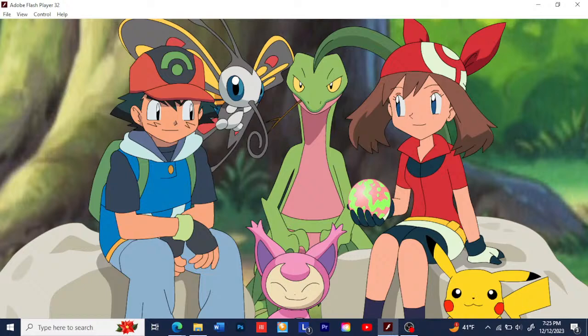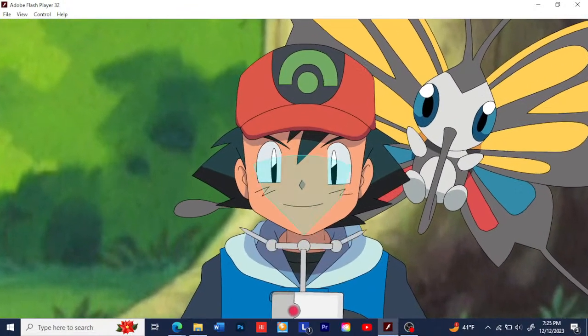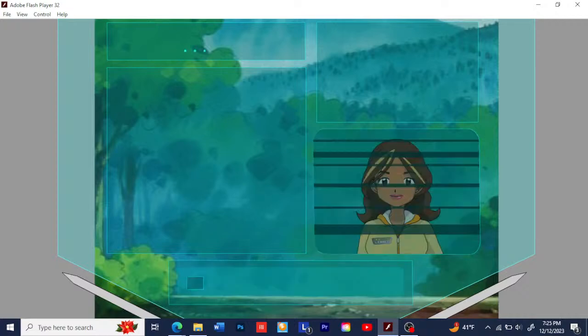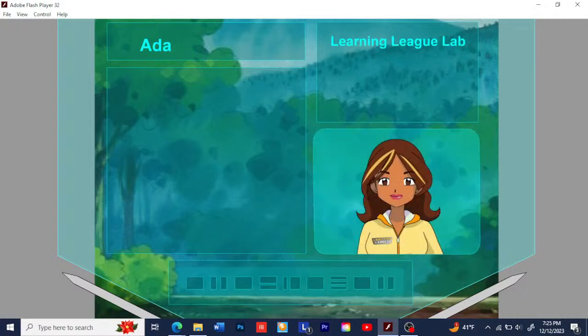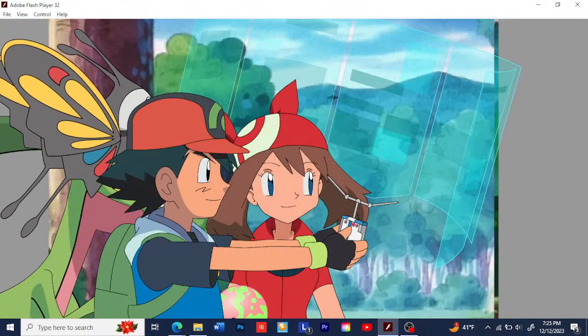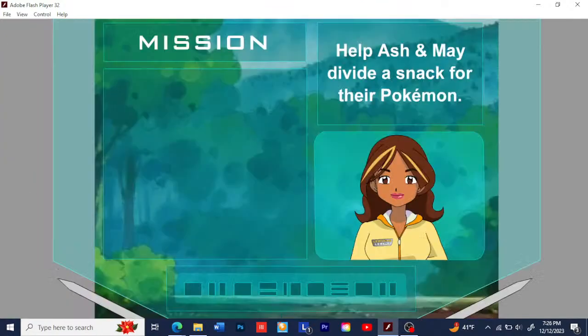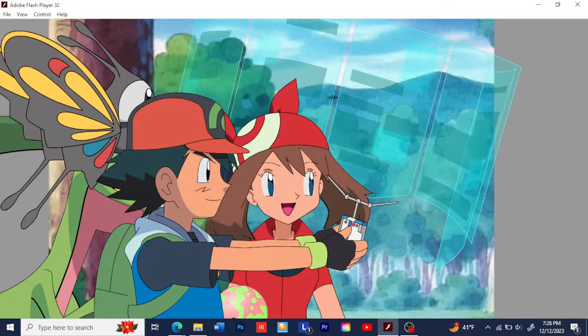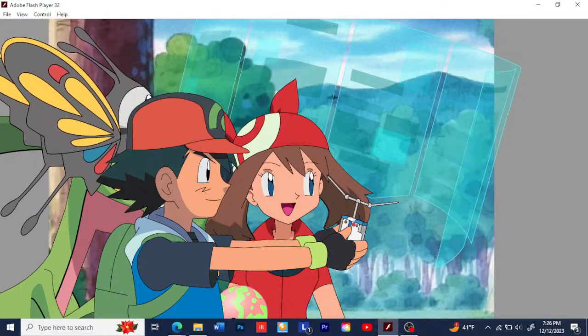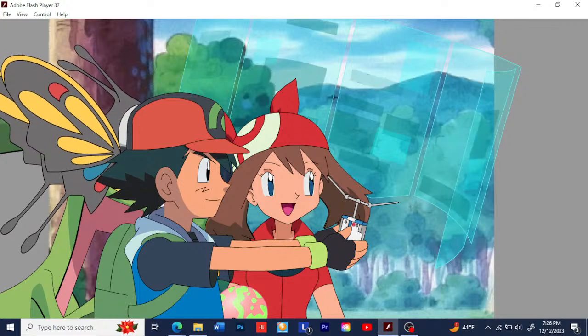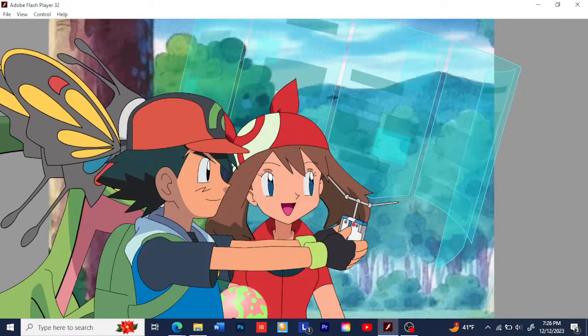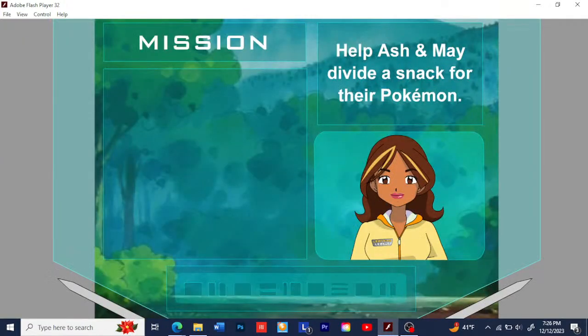Let's see if we can get some help on this. Ada at the Learning League lab is really good at solving problems. She'll be able to help us out. Pika! Hi there, Ash. Hey, May, what's new? Hi, Ada. We actually just stopped to give our Pokemon a snack, and we need to figure out how to split this berry so that each gets an equal part. No problem. I'll help you through it.